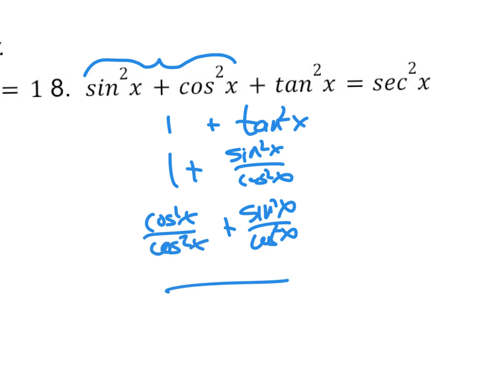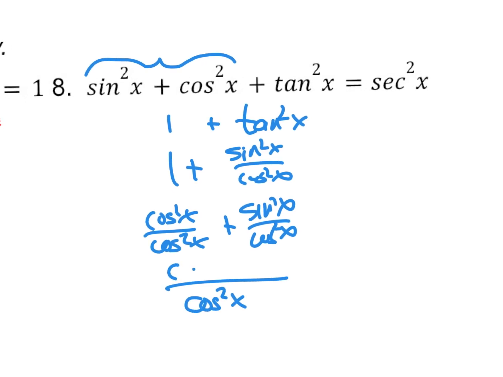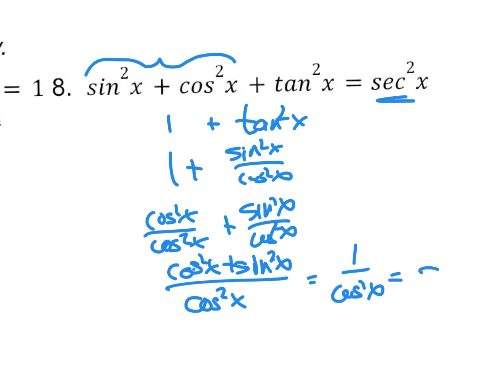So it gives me this. On the bottom, it gives me cosine squared. That's my denominator. On the top, look what it gives me. It gives me cosine squared plus sine squared. Guess what that is? You guessed it. It's 1, which is 1 over cosine squared. But you know what that is? Look what I'm trying to get. It's secant squared.